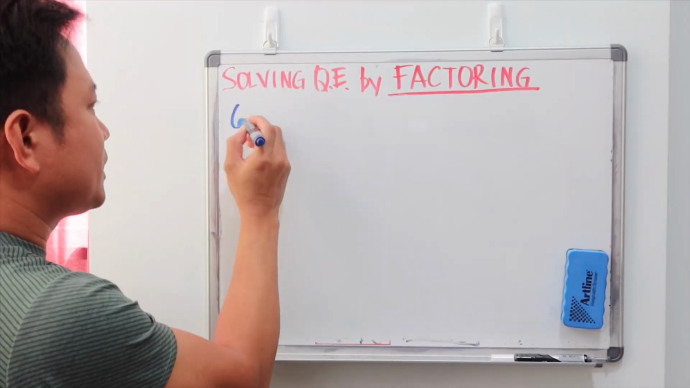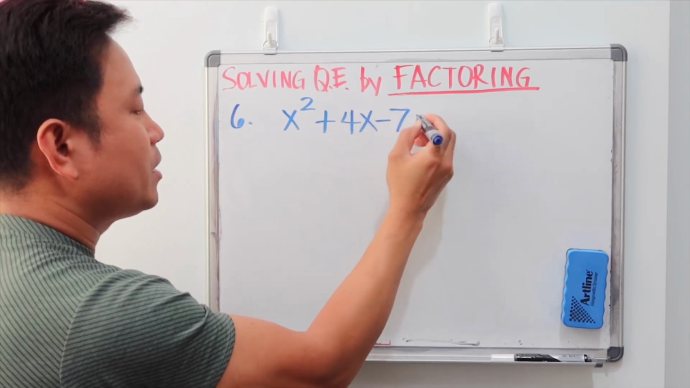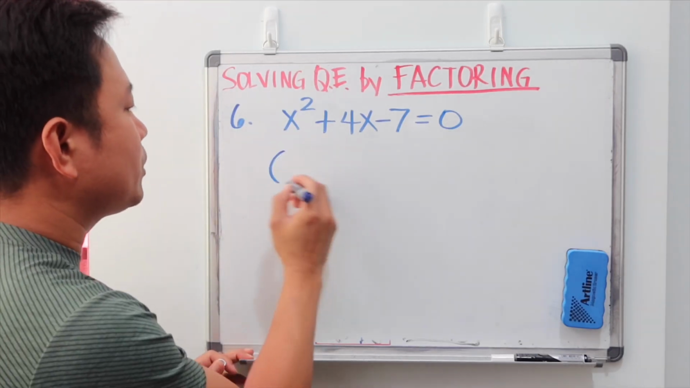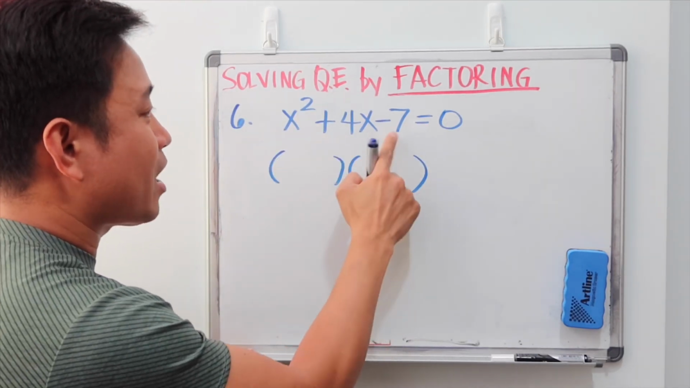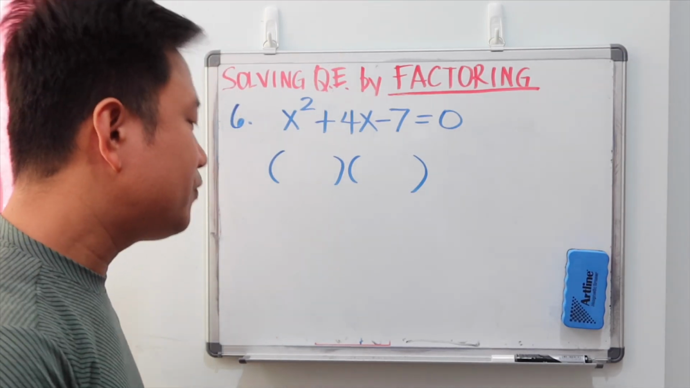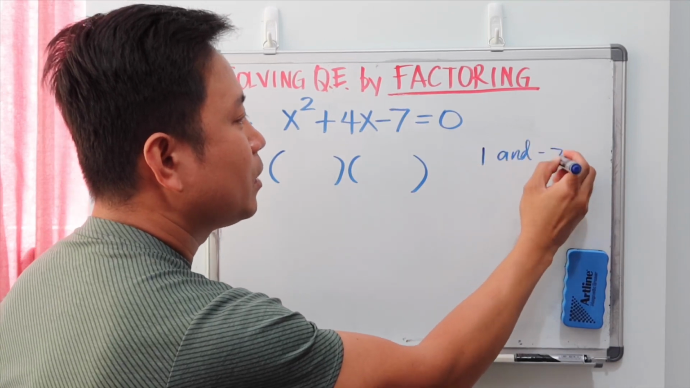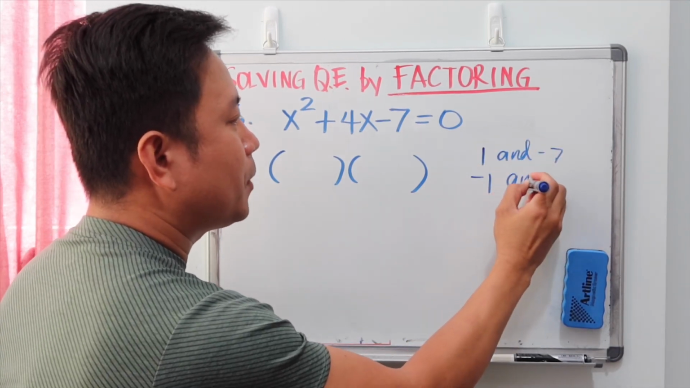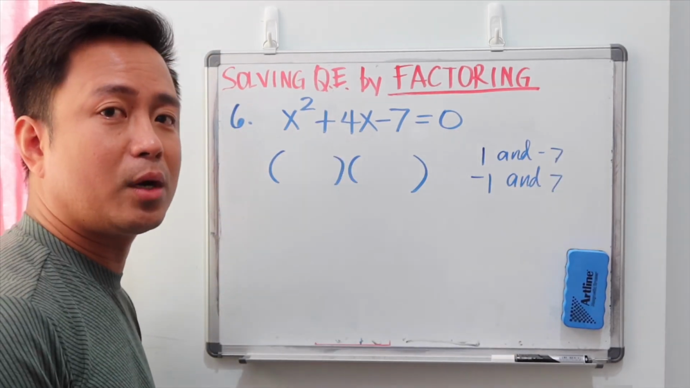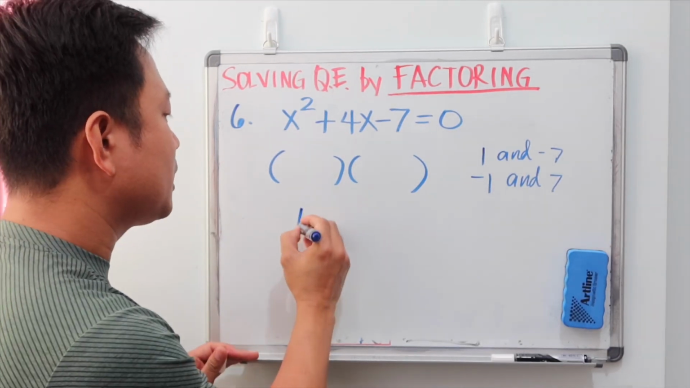For example number 6, we have x squared plus 4x minus 7 is equal to 0. So this means we need to get two numbers that multiply to negative 7 and add up to 4. But here's the problem. The only factors of negative 7 are either 1 and negative 7, or negative 1 and positive 7. And none of these will give you a positive 4 when you add them. So this means this quadratic equation is not factorable.